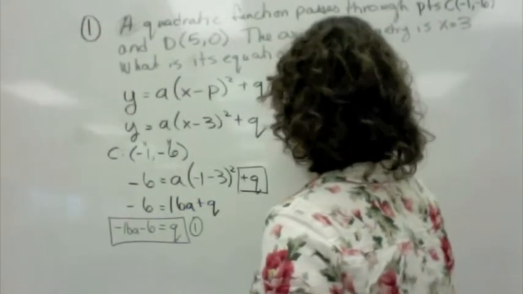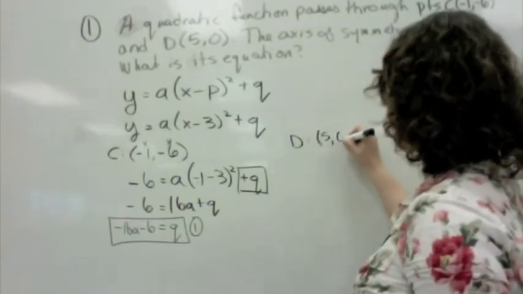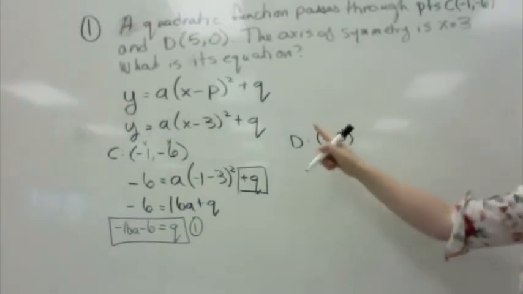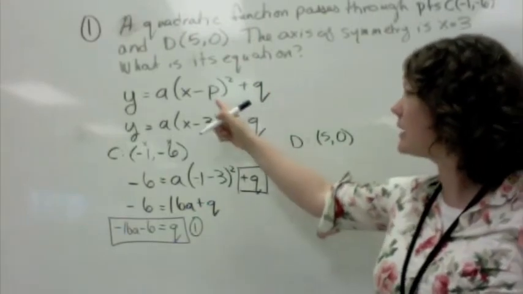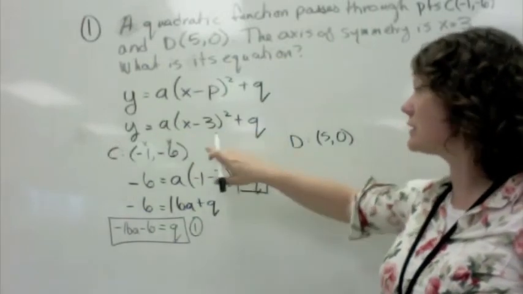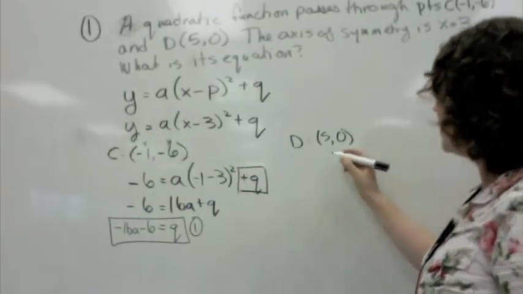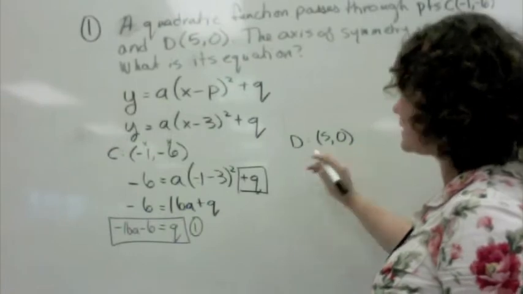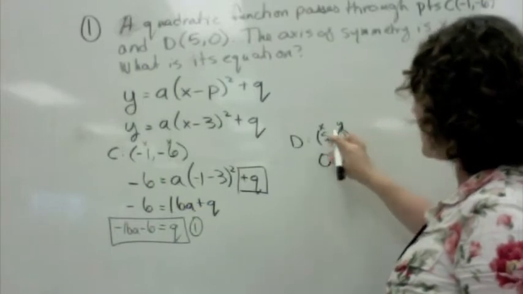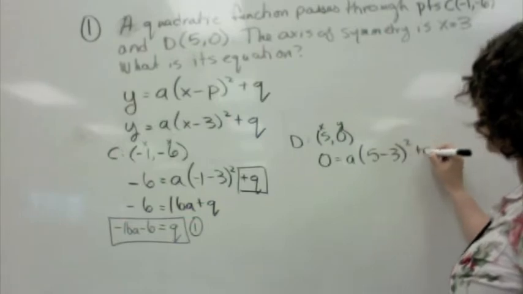What happens with point D? We have it being 5, 0. I want to take the same approach. I want to substitute this into this equation, not the equation with p, because we already know what p is, but this equation here, because we have 2 unknowns, and we're going to substitute in for x and y. So 0 is my y, and this is my x. So 0 equals a(x minus 3) squared plus q, but x is 5. 5 minus 3 squared plus q.